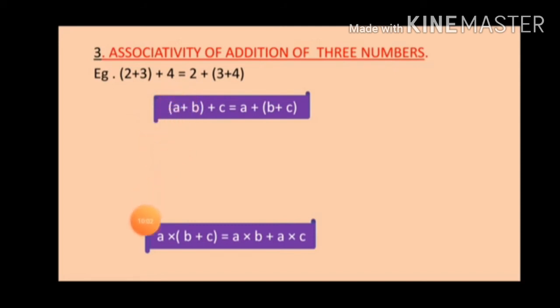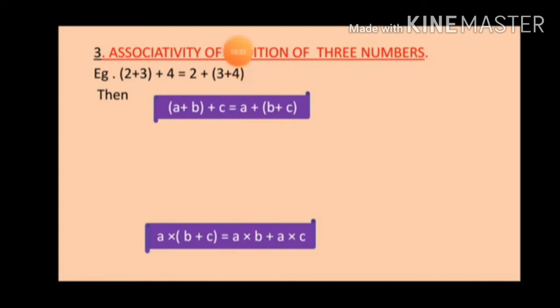If we want to represent this property using three variables, it can be given as a plus b, first, which has to be added with the third number, that is c. Here we have represented it using a variable c. Then it will be equal to the right hand side, where we add the first variable with the sum of the next two variables.